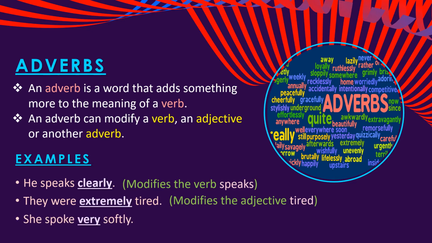Have a look at the third sentence. She spoke very softly. So, over here, this word softly, it is an adverb. But this adverb very over here is modifying another adverb that is softly. It is giving us more meaning. It is adding meaning to this adverb softly. How much softly? Very softly. So here this adverb very is giving more meaning to another adverb which is softly.